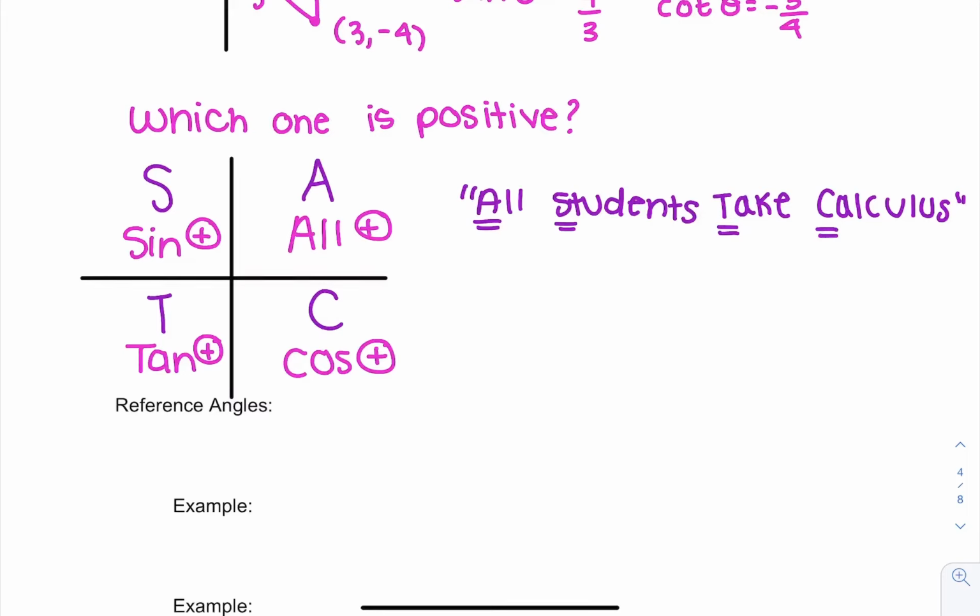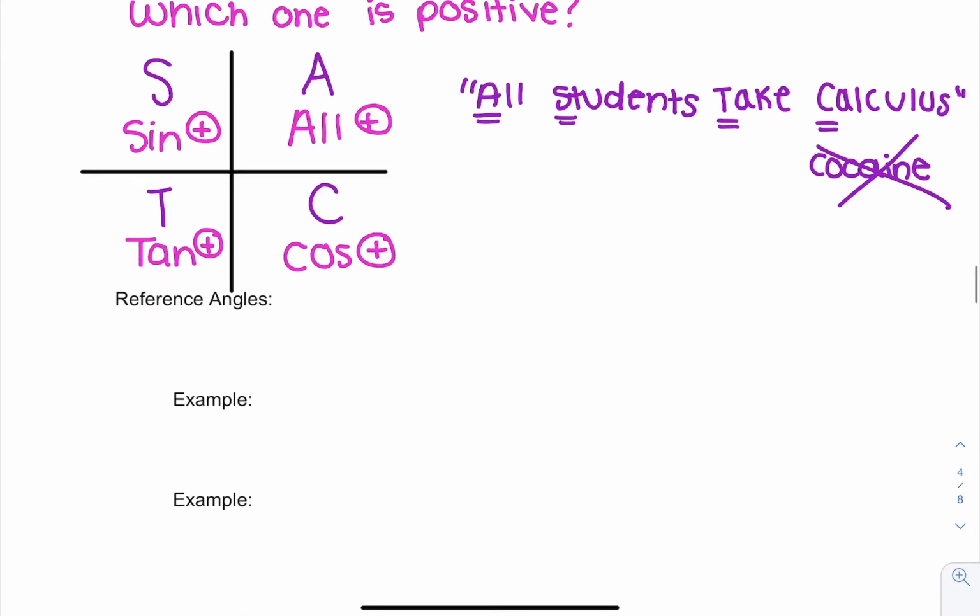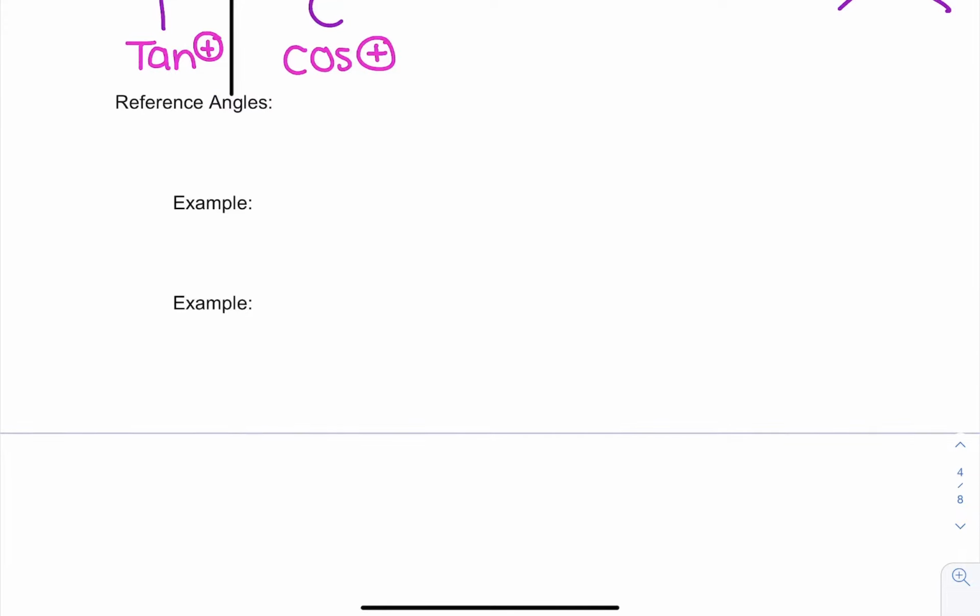My pre-calc teacher used to tell us "all students take cocaine" is how her son remembered it, but whichever one works for you. Next up, we have our reference angles. So reference angles are really, really useful, which we'll figure out more in the next video.